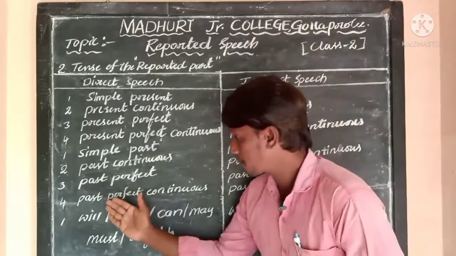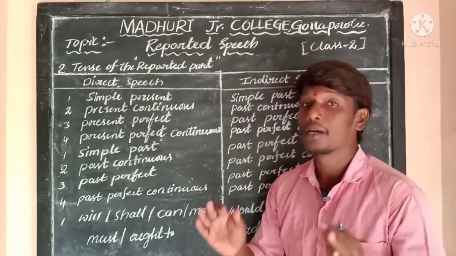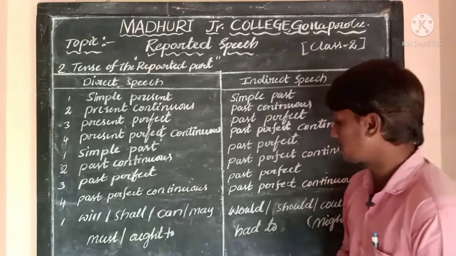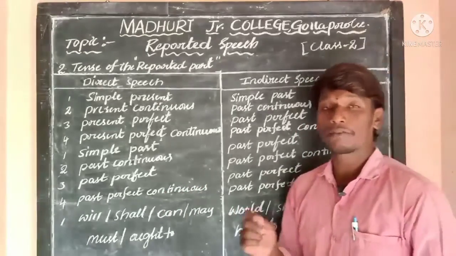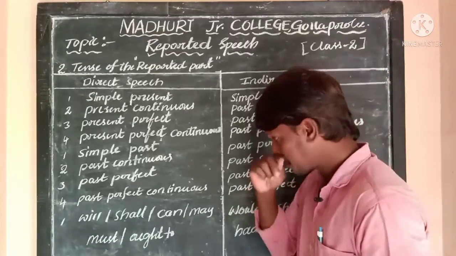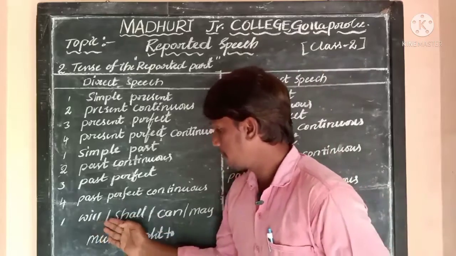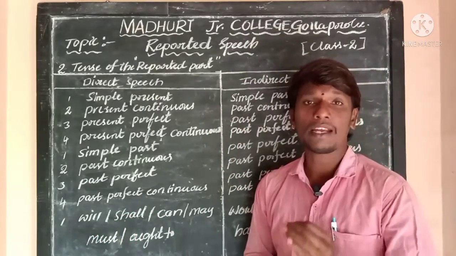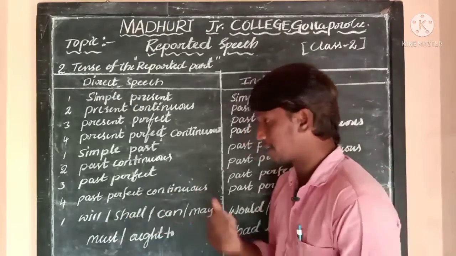Now coming to the past perfect continuous tense, it is the same as past perfect tense. Past perfect continuous tense will be repeated again as a past perfect continuous tense in indirect speech. And now coming to the modals, will and shall can indicate a future tense. Will and shall, the modals, can indicate future tense. So that is the reason why I did not write the entire future tense.